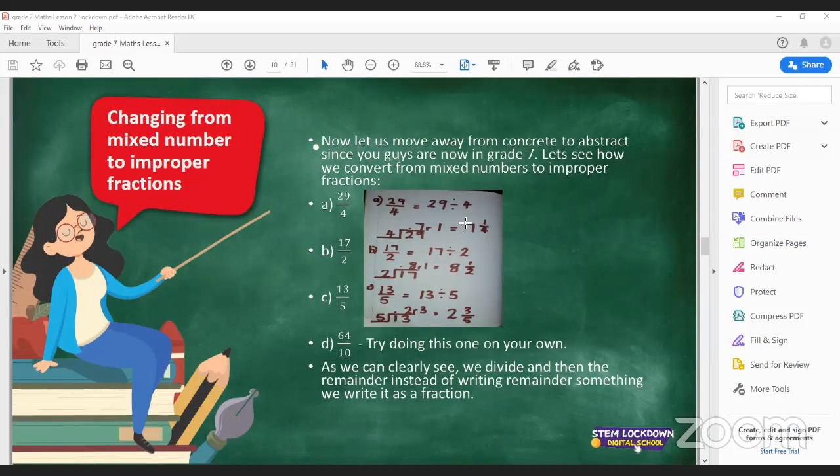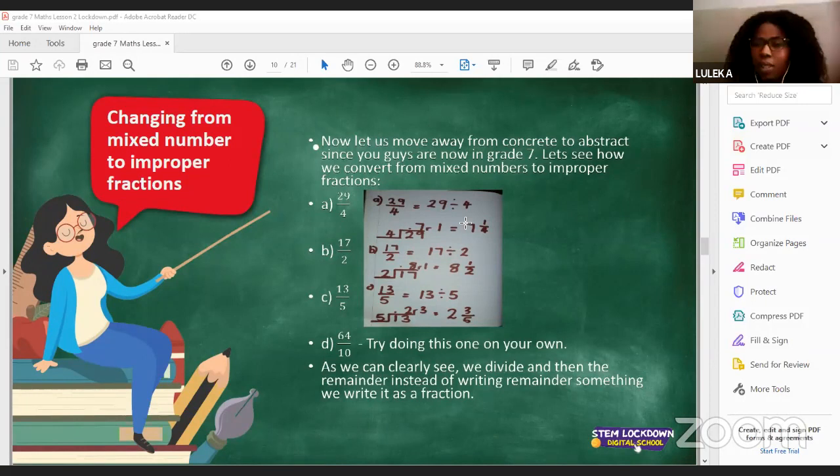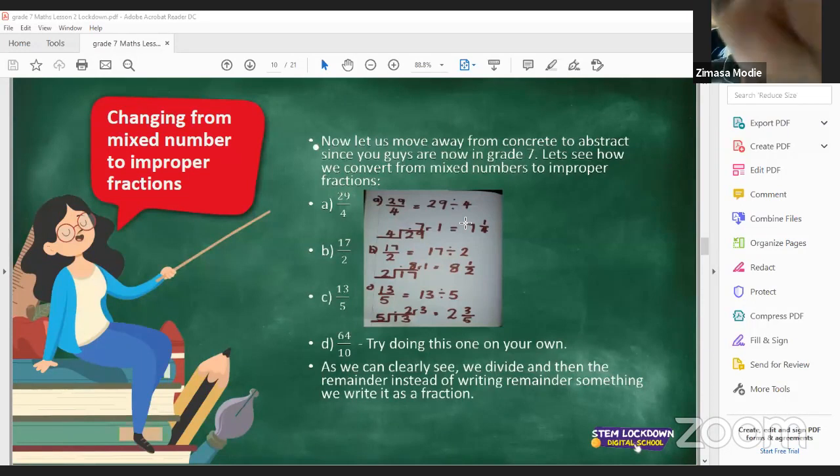So I'm saying, let's write this diagram. So we have, let's use this circle. We have 7 circles. Next, we cut them into 4 pieces because our denominator is 4. Okay, someone is talking? Yes. So the answer will be 7 and 1 over 4.